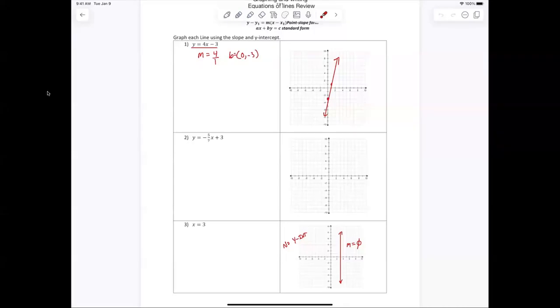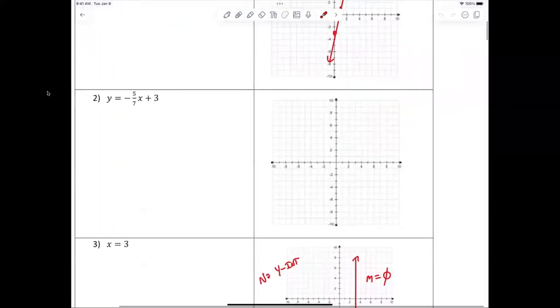Okay, so again, let's try to get all of it finished up. All right, make sure you're doing a good job. All right, so first thing here is graphing.